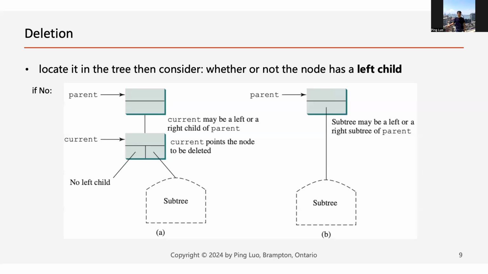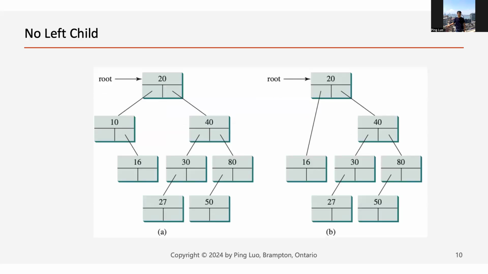So there are two types of situations. One is, let's see, we want to delete this node, and first, if it doesn't have a left child, it will be easier. We just remove this node and put its right subtree to its parent node. This is an easy situation, where it doesn't have a left child.